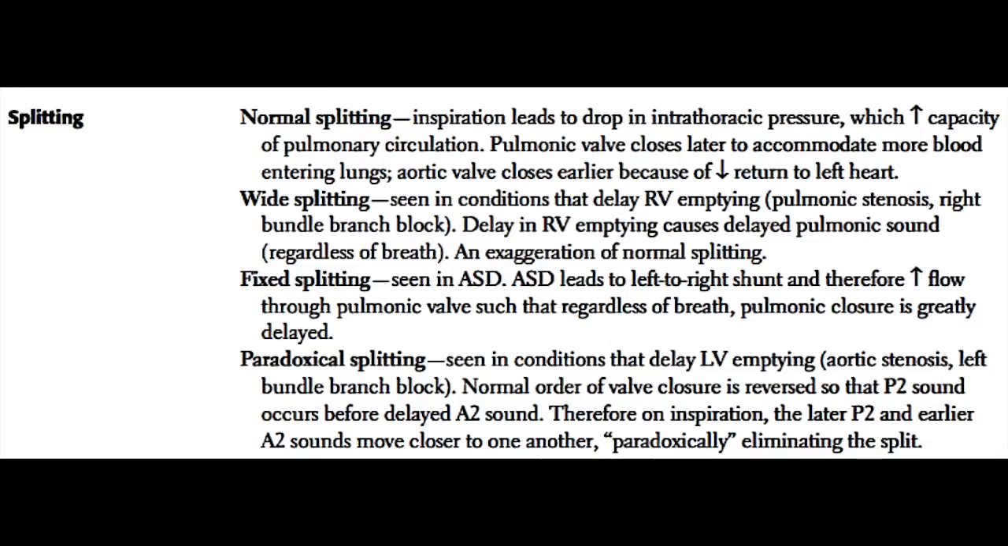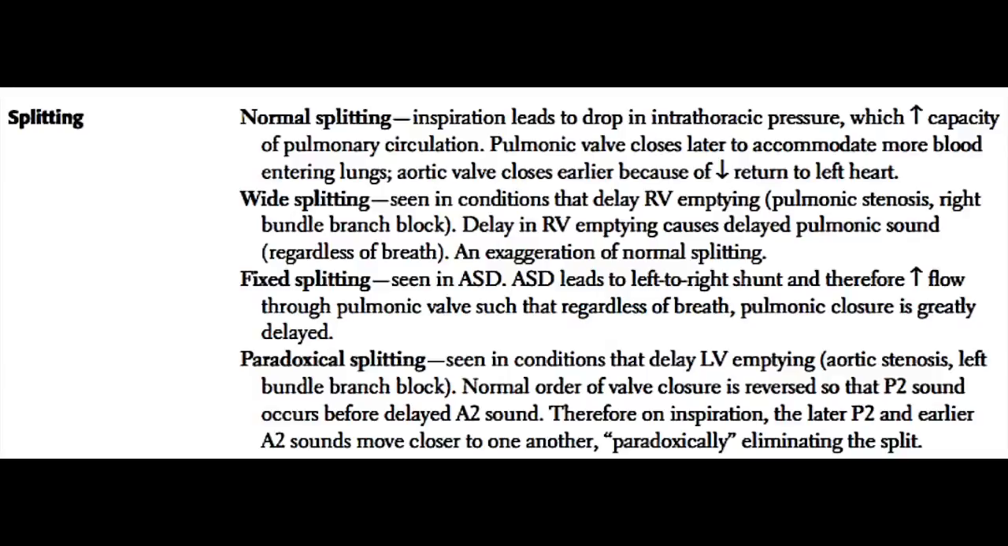Remember, the normal splitting phenomenon occurs because of inspiration leading to a drop in intrathoracic pressure. This is because the diaphragm sinks lower and causes the pressure inside the chest cavity to drop. That increases the capacity of the pulmonary circulation and increases venous return. The pulmonic valve closes later just after this because it accommodates more blood entering the lungs from venous return compared to the left side of the heart. The aortic valve closes early.